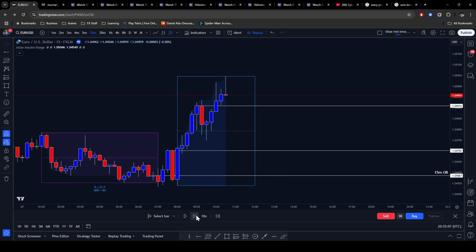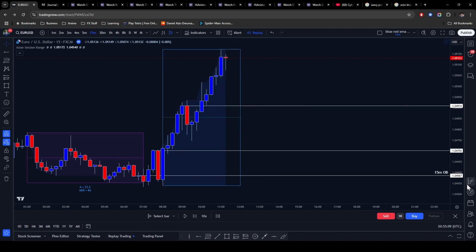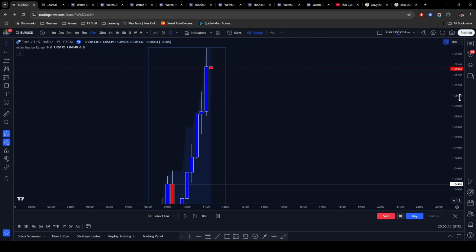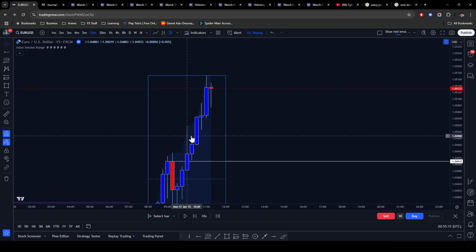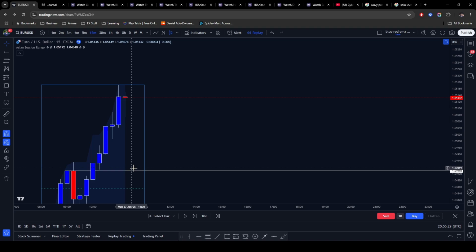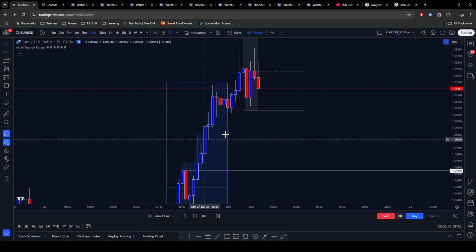Okay, so if we're going from continuations, the next part would have been here, but we get a close above, and it doesn't actually touch the area, so that wouldn't even have been an entry for me. Some people would have liked to enter it here, but I feel like so far for me, I've not really looked into it enough. But whenever I have looked to get in on a fair value gap without it being an OB very nearby, sometimes it would come here and then tag the OB, and if I entered here, it would have taken me out anyway. So I don't really like to rely on that too much.